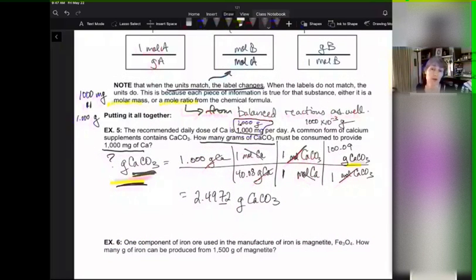So it's almost 2.5 grams. Calcium carbonate is like the Tums, those pills. So to eat 2 grams of those, you have to eat like 4 or 5, I think.